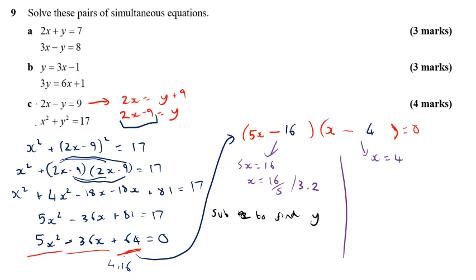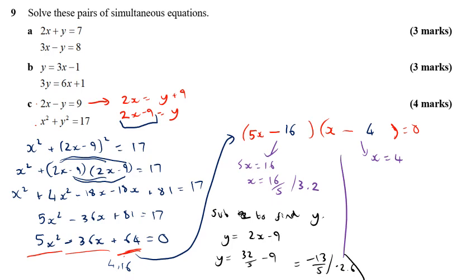So remembering that y equals 2x minus 9, here y equals 32 over 5 minus 9, which therefore gives minus 13 over 5, or alternatively minus 2.6.